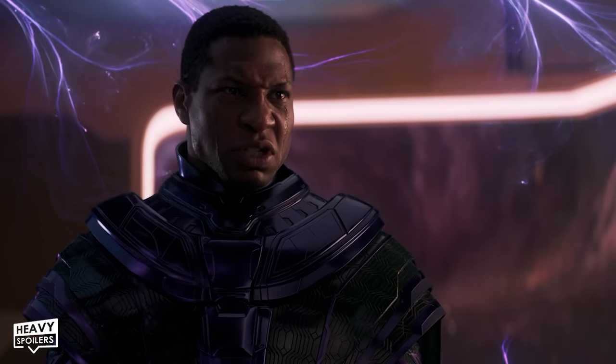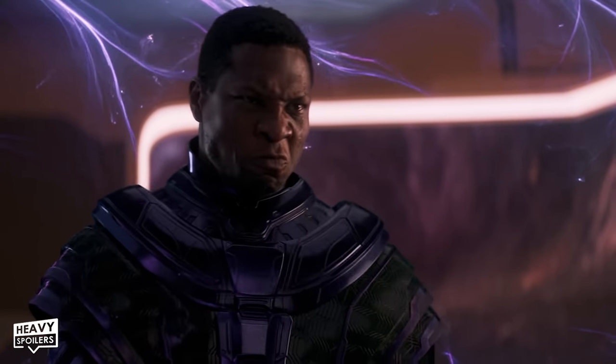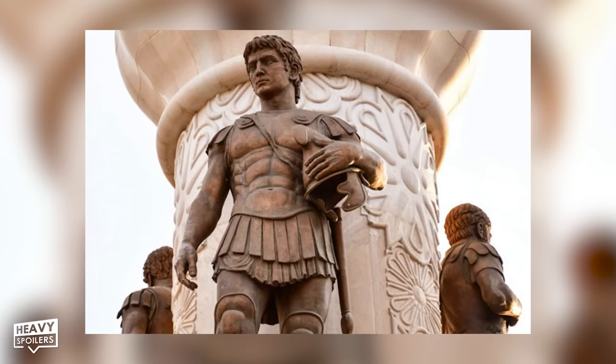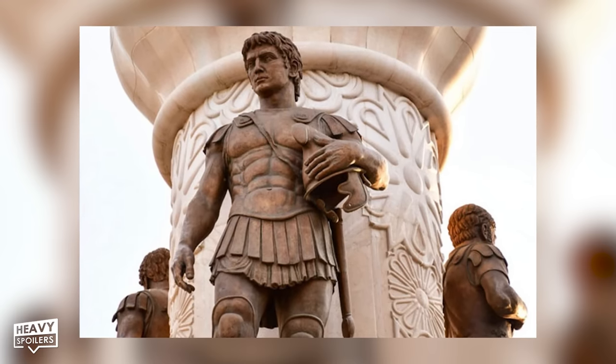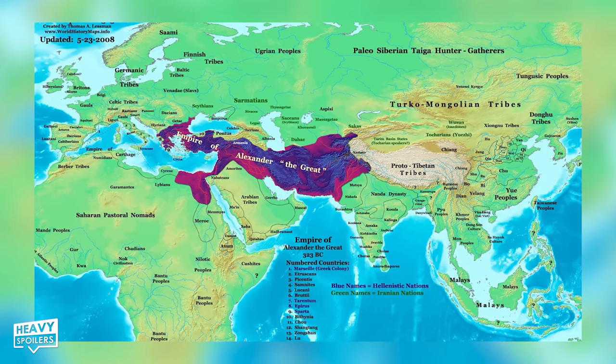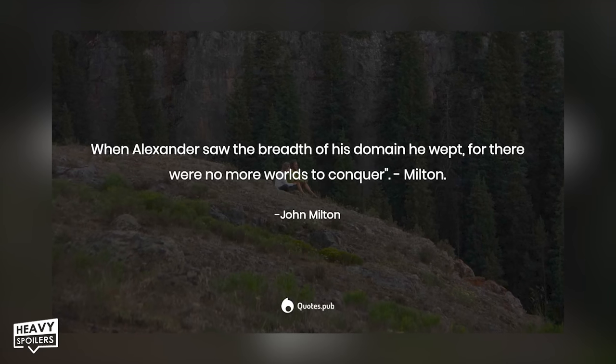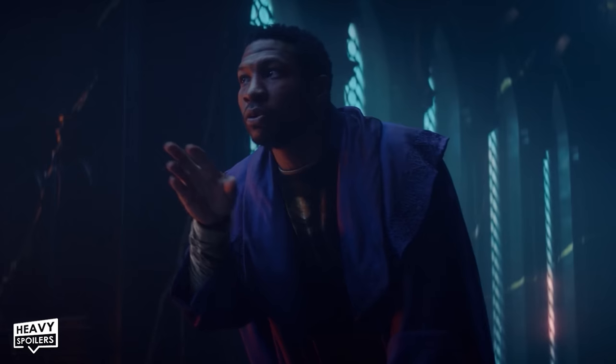However, it's also important to bear in mind that Kang also wants to be a conqueror that rules over all. Now, before he was cancelled, Jonathan Majors actually talked about basing this version of Kang on Alexander the Great, who, much like him, built his own dynasty. Known as the Achaemenid Dynasty, his realm was so big that the sun never set on it. It's said that when Alexander saw the breadth of his domain that he wept because there were no more worlds left to conquer, and I could actually see this being the case with He Who Remains too.